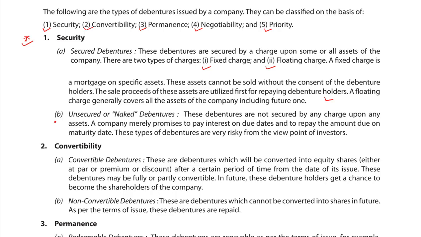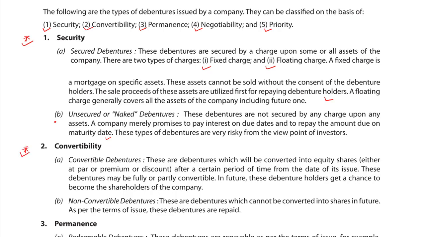Unsecured or naked debentures. These debentures are not secured by any charge upon any asset. A company merely promises to pay interest on due dates and to repay the amount due on the maturity date. These types of debentures are very risky from the viewpoint of investors.